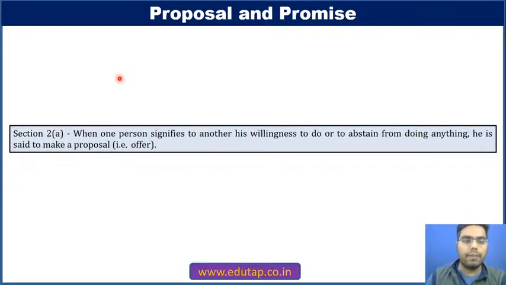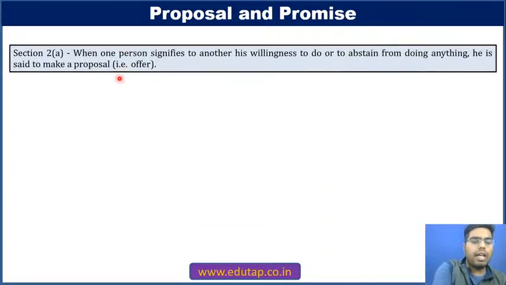What do you mean by proposal? Section 2A. Guys, for some of the important definitions, you have to remember the section number also for the Indian Contract Act. There are only 5 to 6 section numbers. Section 2A says that when one person signifies to another his willingness to do or to abstain from doing anything, he is said to make a proposal. I'm telling another person that I do not want to do this, or that I want to do this. Clear? That is a proposal. Proposal is also known as offer.